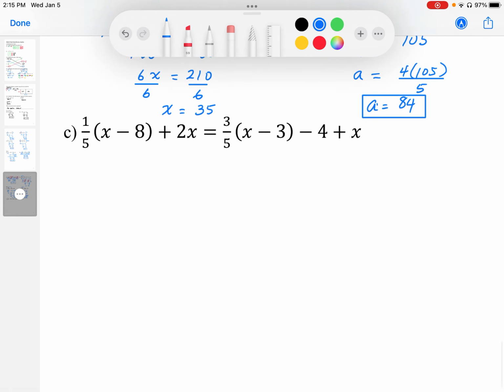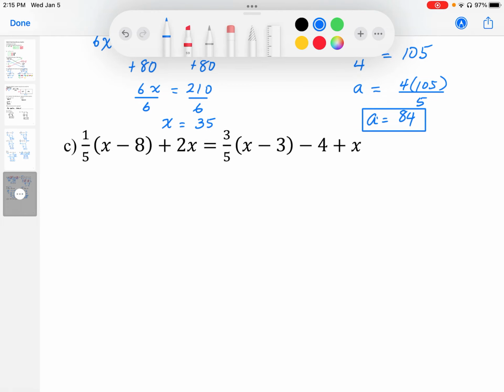This one here just involves lots of fractions and brackets. I could try to get rid of the fractions first, but really it's probably a good idea to just get rid of the brackets first. So I'm going to distribute this out. Now you could multiply everything by 5, but if you do that, you have to be very careful not to double multiply. So to avoid that, I'm just going to multiply out the brackets. Times on top, so it becomes times 8 on top, divide by 5 on bottom.